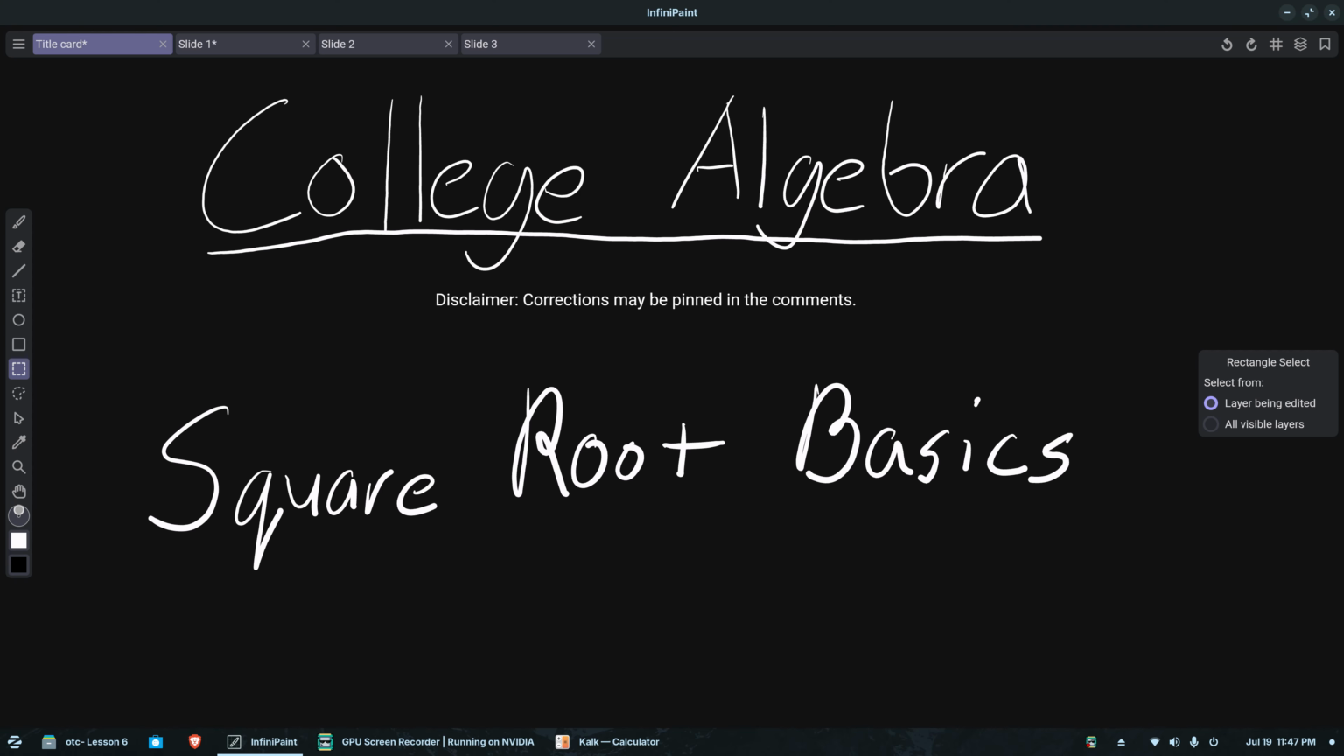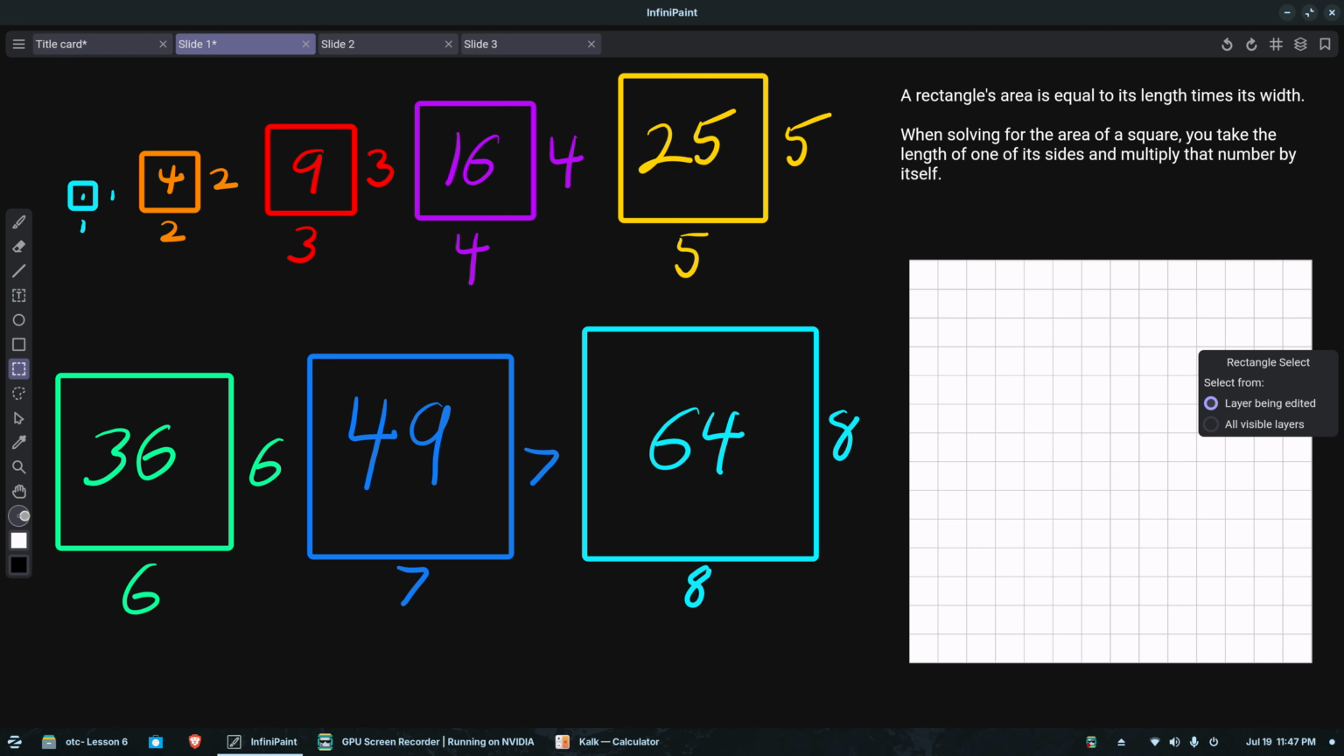Today we are going to be going over some basic principles regarding square roots. In particular, we will be talking about the concept of a principal square root. And before I talk about that, I want to spend some time talking about squares.